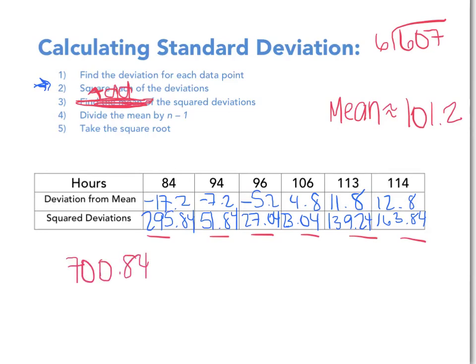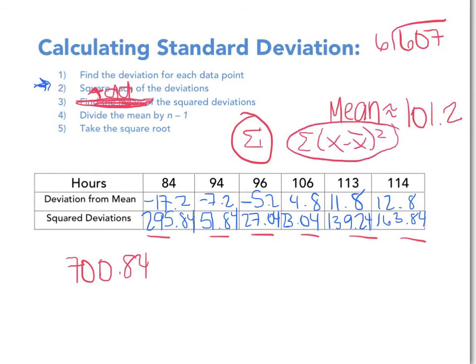700.84. And the part of our formula that says the sum, this symbol right here means sum. So in your formula it says the sum of the deviations squared. That's that top part of your formula under the square root sign. This is why we're adding them up. This is the part of the formula that we're doing right now.